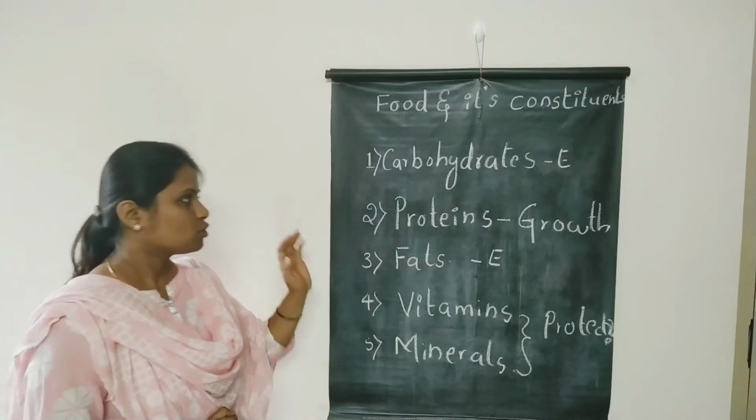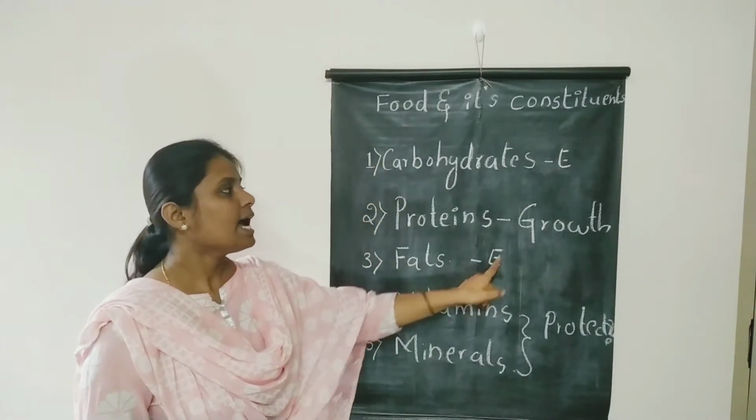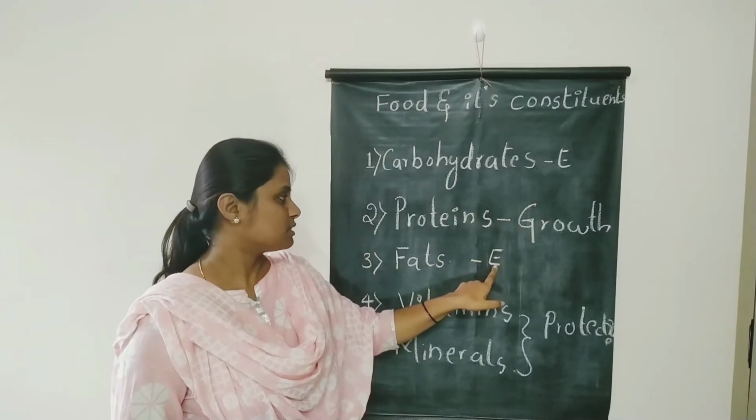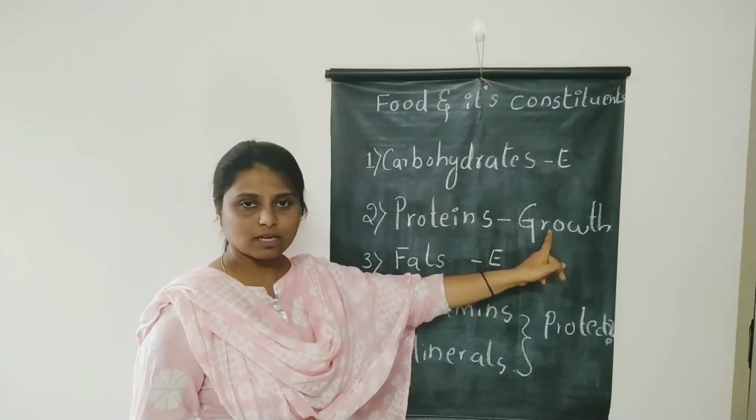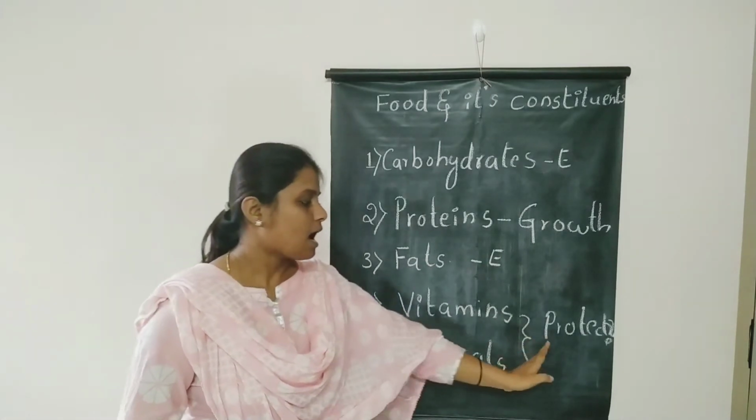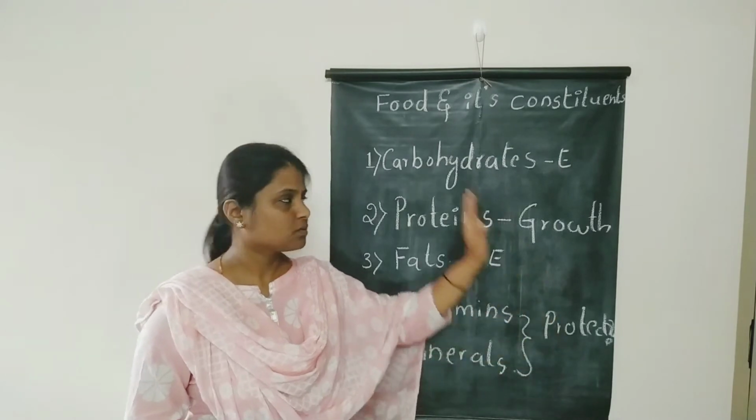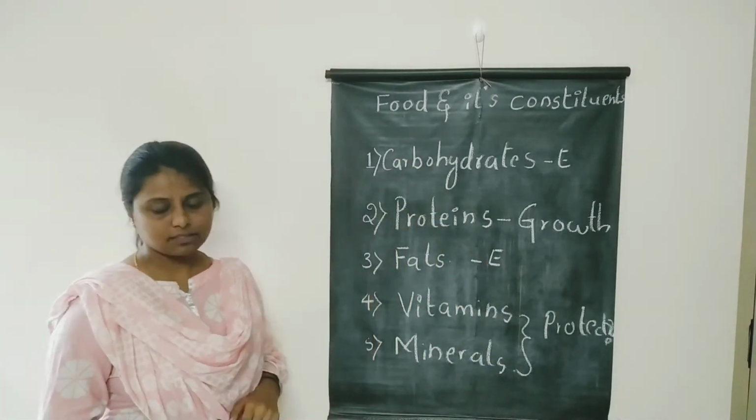So let us repeat once again. Carbohydrates and fats are energy giving foods. Proteins help for growth. Vitamins and minerals have the protective role in our system. So we have learned this.